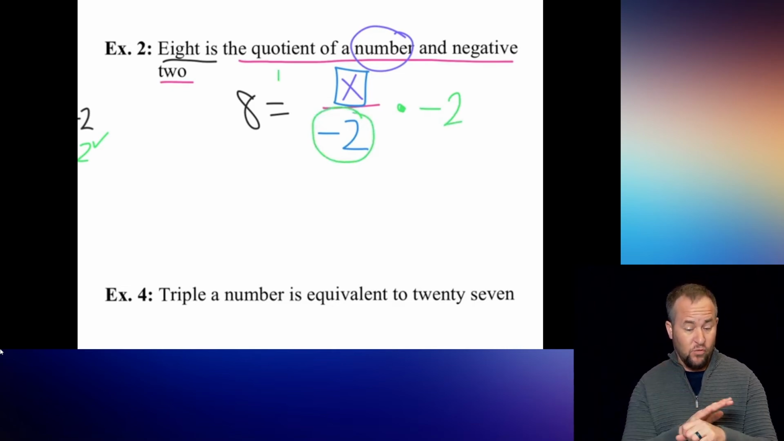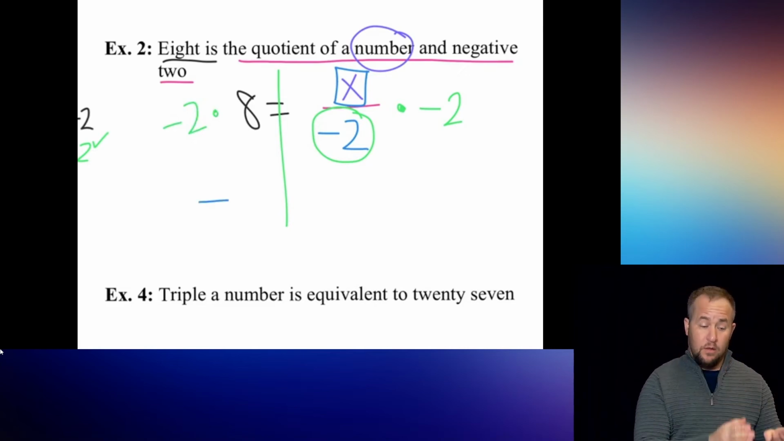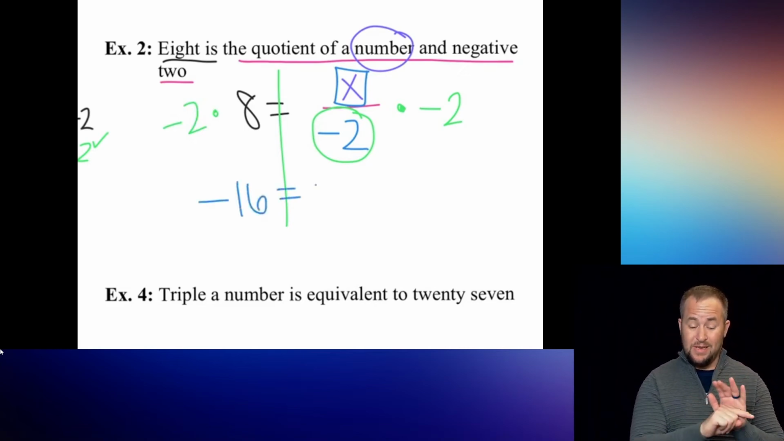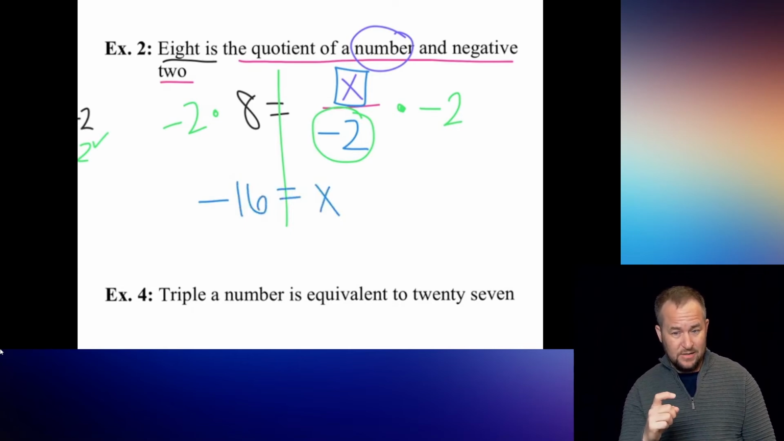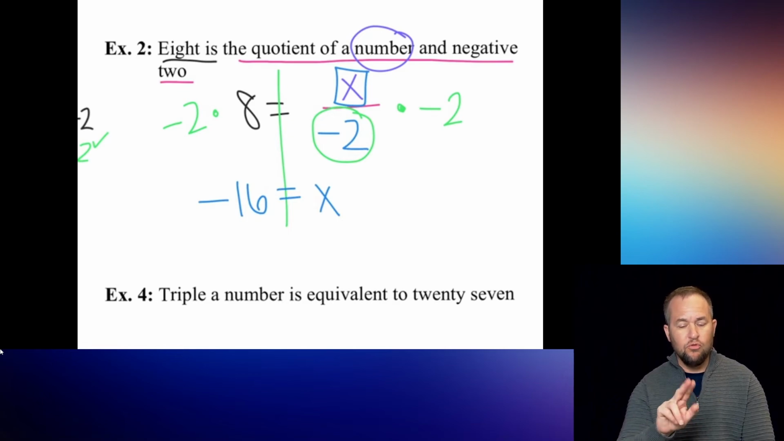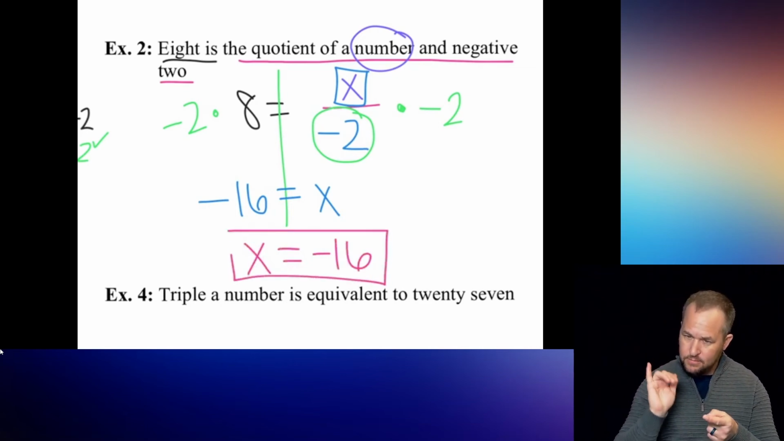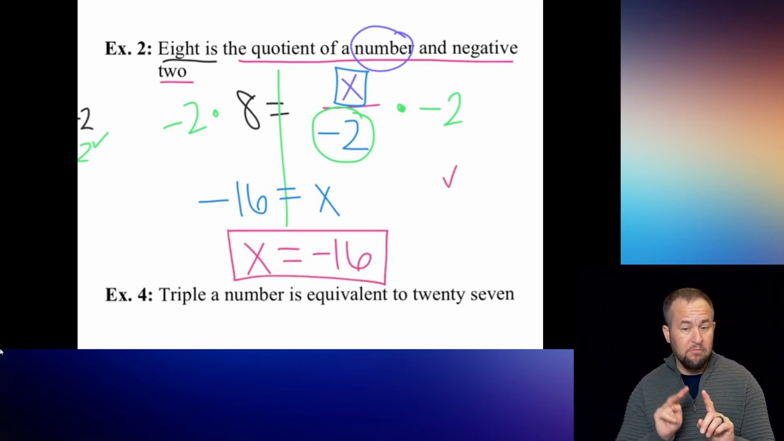And then whatever I've done on that side, I need to also do on the other side: multiply by negative 2. So when I multiply that out, I get negative 16 equals x, but I'm not done because your final answer, that x variable, has to be on the left side. So using the commutative property, I'm going to switch these two around and rewrite it as x equals negative 16. And again, if you'd like to plug that in, just a quick check.